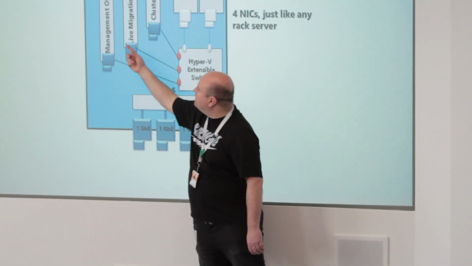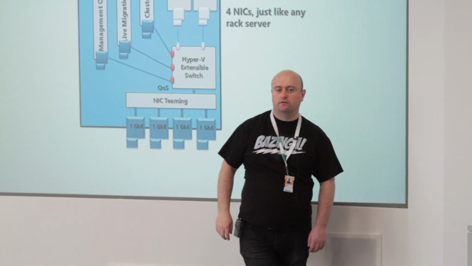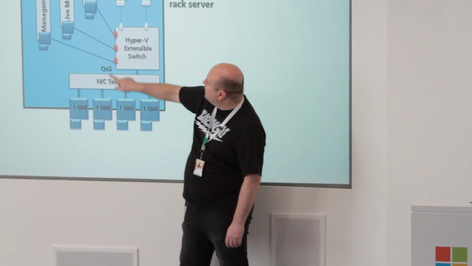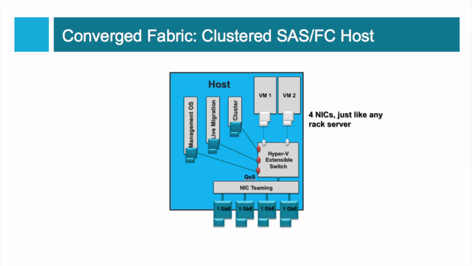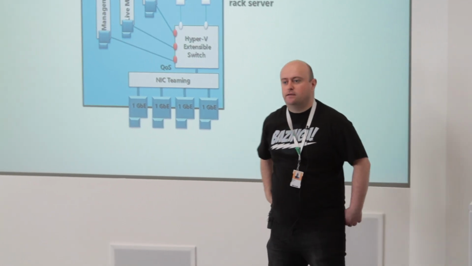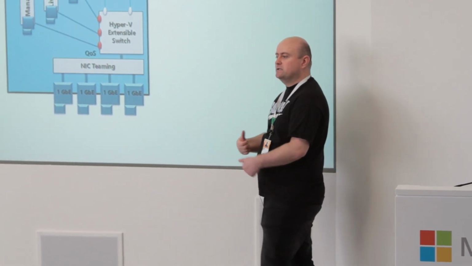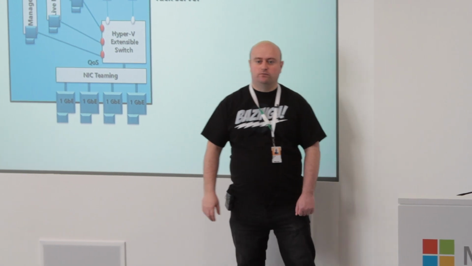And if I want, I can VLAN bind these, so I can isolate them on the physical network. And then, the clever bit, I create QoS rules for each of these virtual NICs. So I can guarantee the management OS a certain amount of bandwidth for backup and RDP traffic and monitoring traffic. I can guarantee live migration 1 gig. I can guarantee the cluster maybe 100 meg or 200 meg, so that heartbeat always gets through. And that's your typical rack server you're using right now.